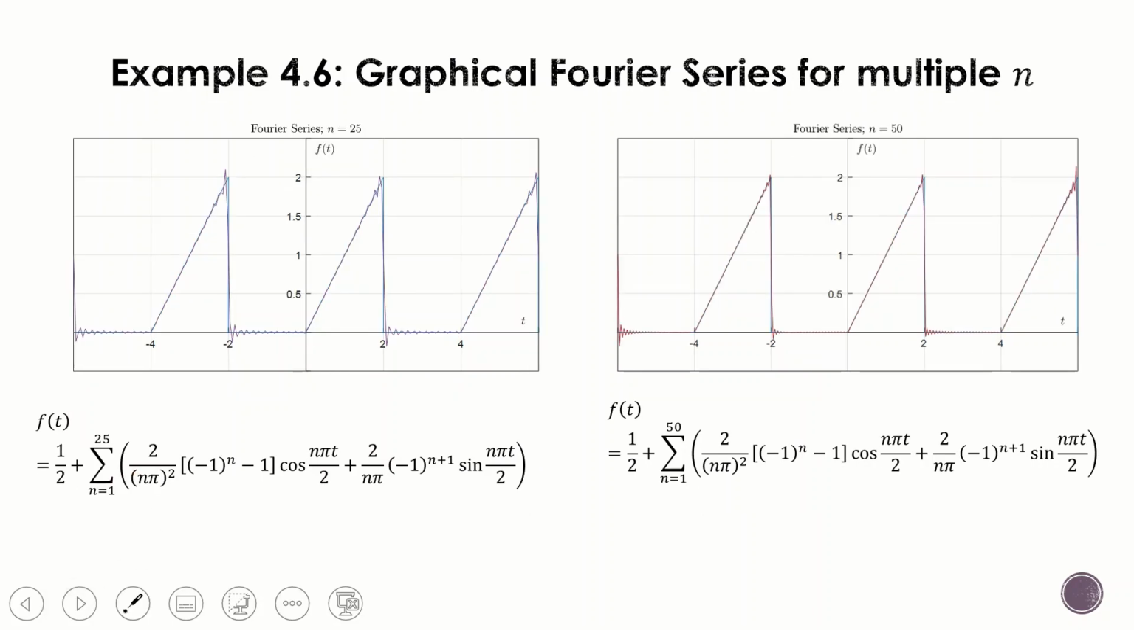Let's move to the next slide. We increase n again, now it is 25. It looks better than n equals 10. If we double the n, when you plot n equals 1 to 50, you can see that the plot of the Fourier series looks similar to the periodic function.